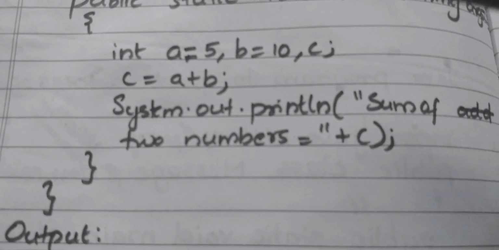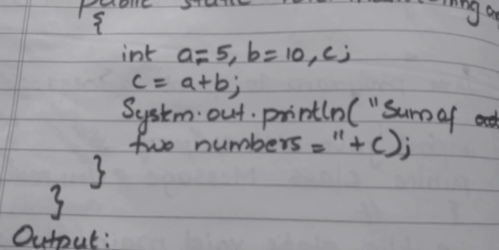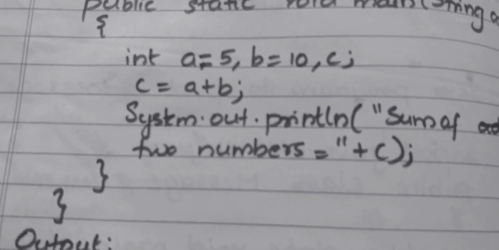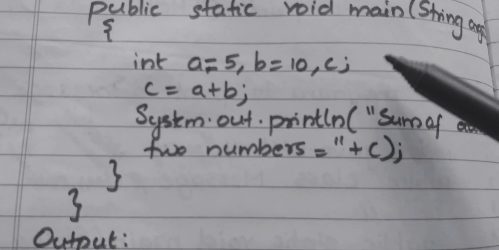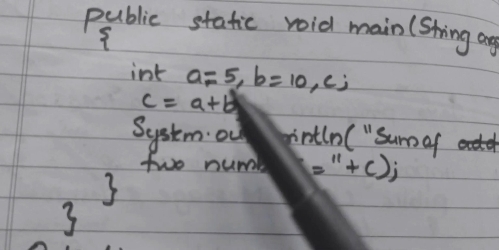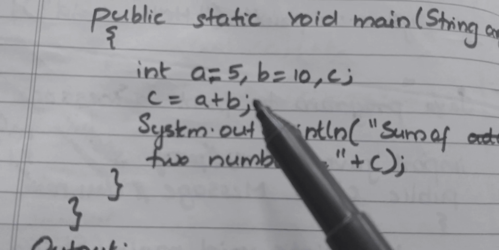Okay, we declared it, and after that put a semicolon. Semicolon means termination of that statement. Here you can give a message like this, variable declaration. Okay, you can give a comment over here. So in the next line, we have given C equal to A plus B.